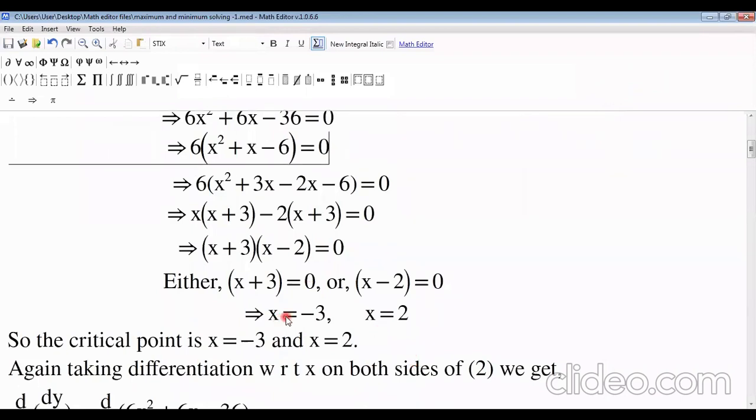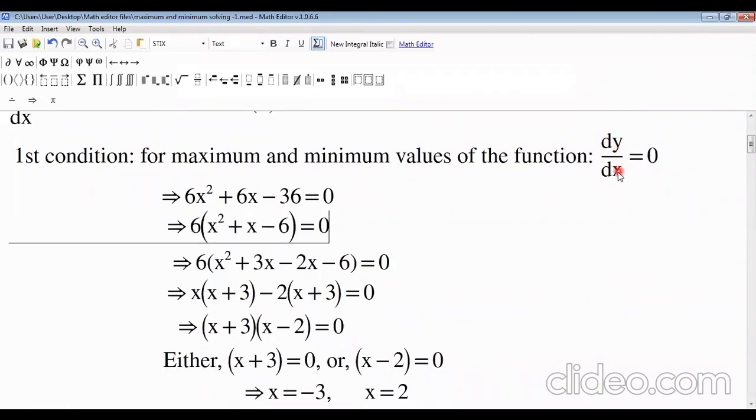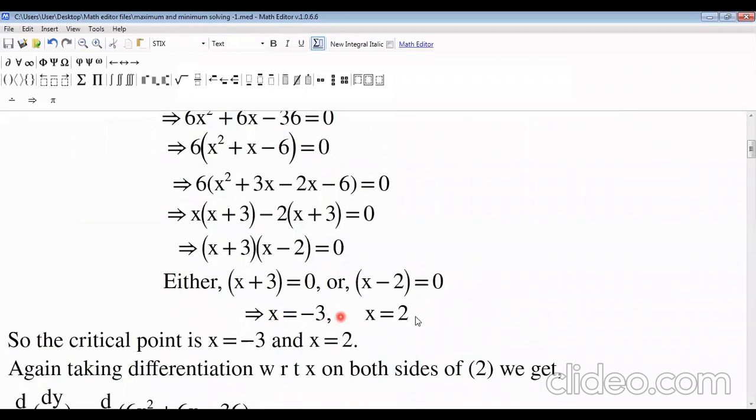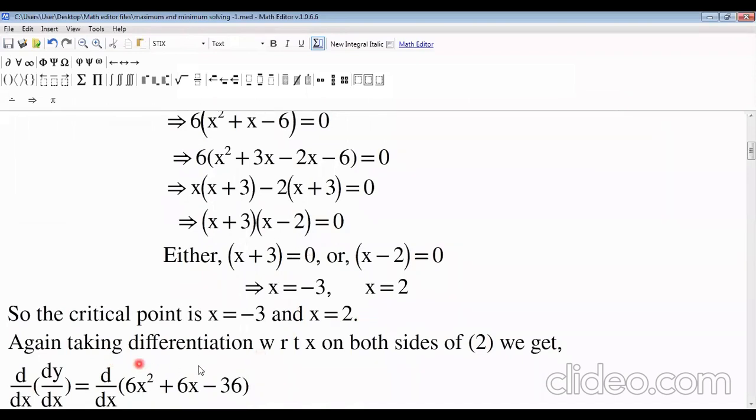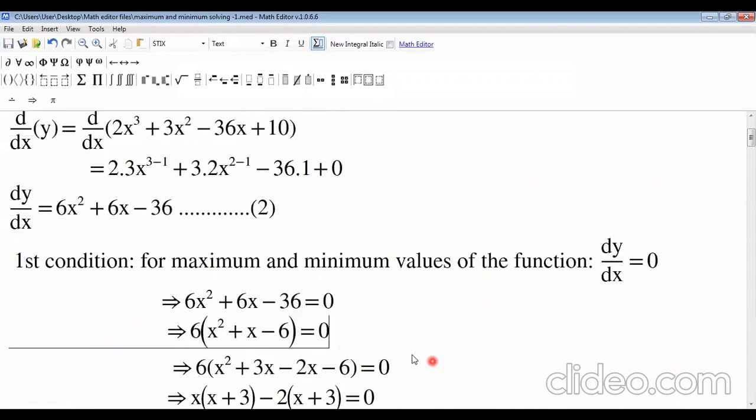Remember, taking dy/dx equals 0, we get these points of x. So these are the critical points of the given function, x equals minus 3 and x equals 2. Now again taking differentiation with respect to x on both sides of equation 2, that is, taking the second derivative of the given function.